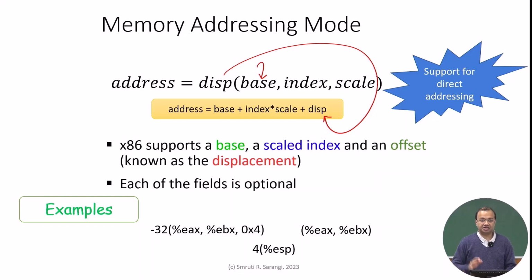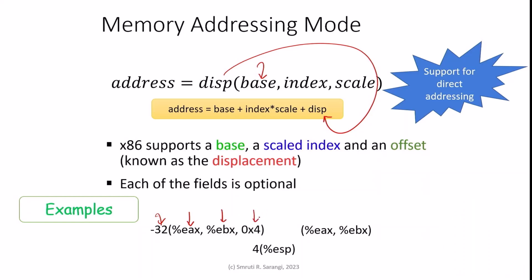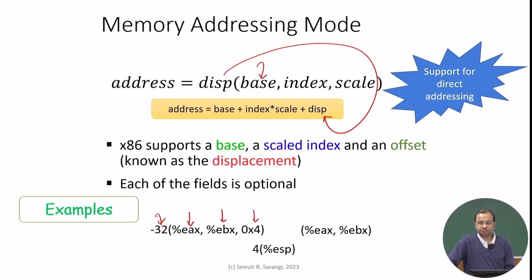So this is in the AT&T format. So the first one actually uses all. So it has a displacement, it has a base over here, and then an index and a scale. So it has all 4. Essentially, the displacement you are adding to the base. So you can start from some other base if you wish. So it allows you a lot of flexibility.